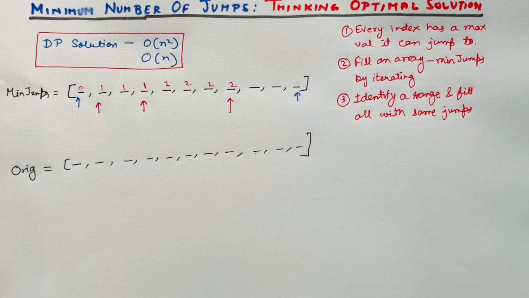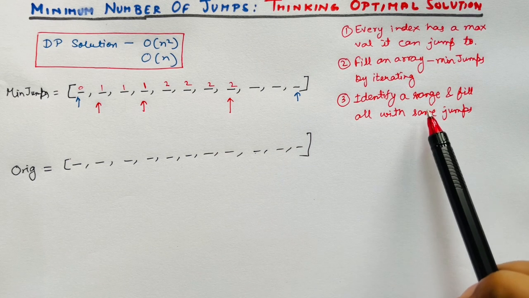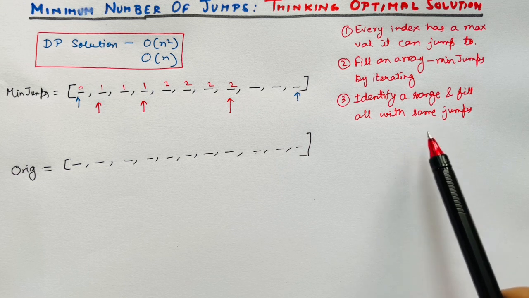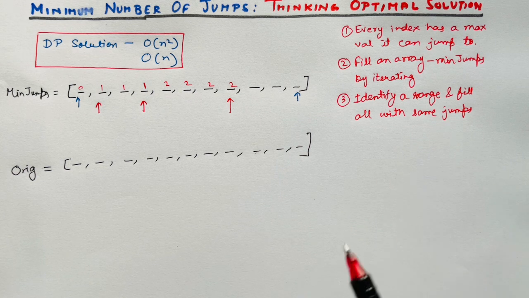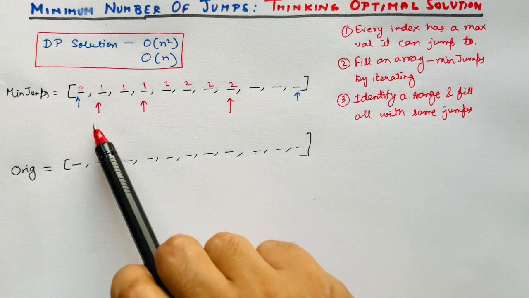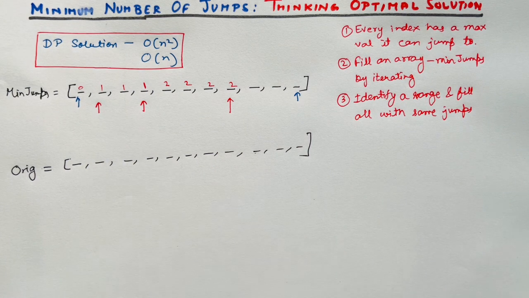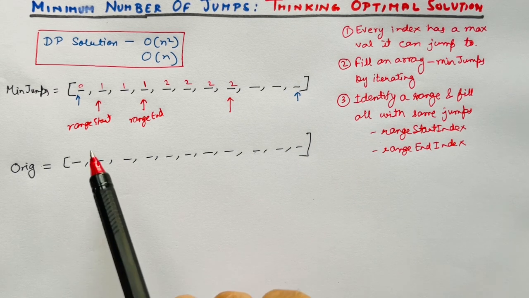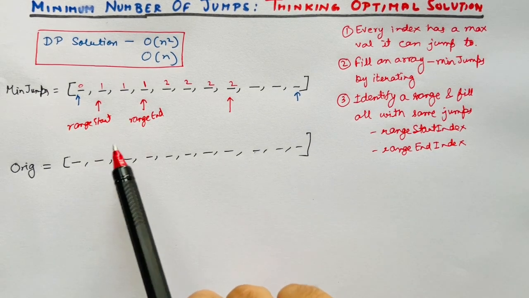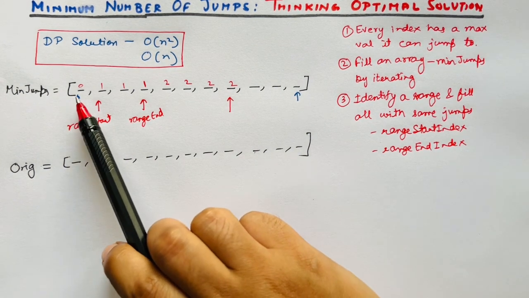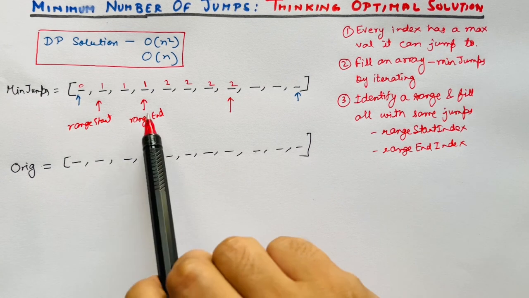Therefore, what we are doing is identifying a range, and then filling all the values in that range with the same number of jumps. Now, how do we identify a range? To define a range, we can use 2 variables, range start index and range end index. Now let's see how we will figure out the values of range start index and range end index. When we are at the first position, at that time these values are pretty simple.